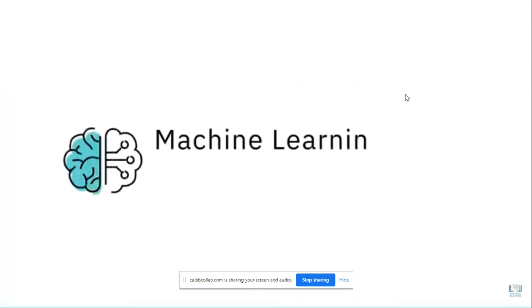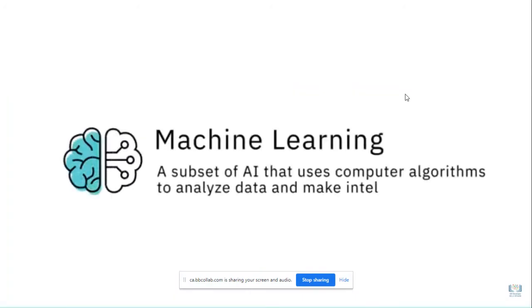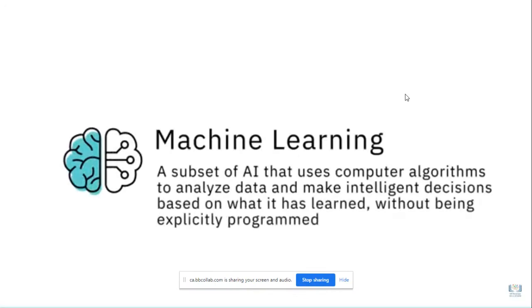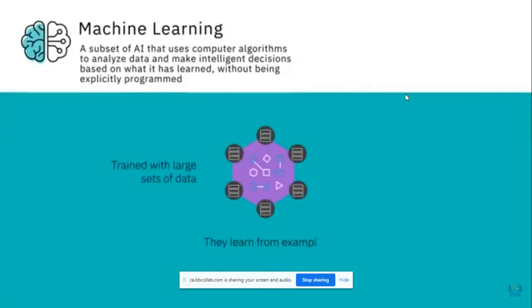Machine learning is a subset of AI that uses computer algorithms to analyze data and make intelligent decisions based on what it has learned, without being explicitly programmed. Machine learning algorithms are trained with large sets of data and they learn from examples. They do not follow rules-based algorithms.